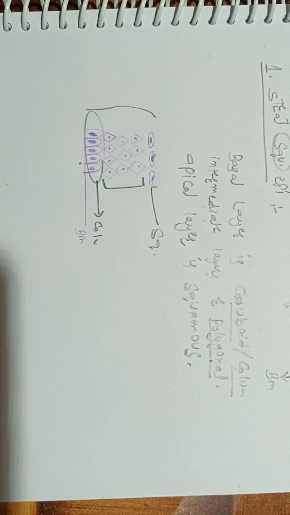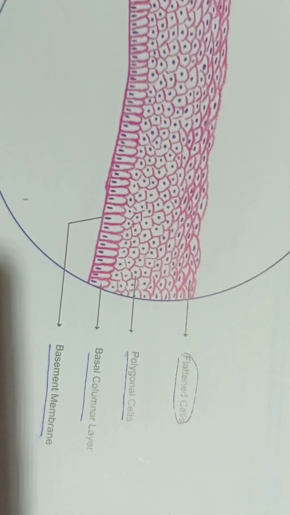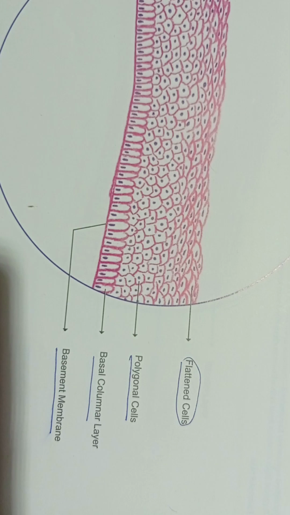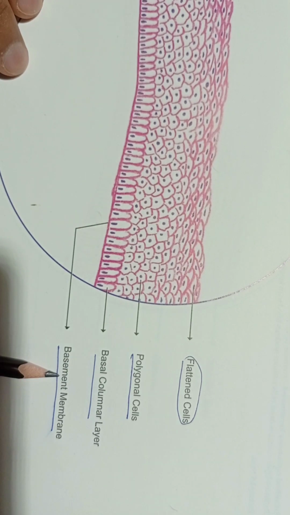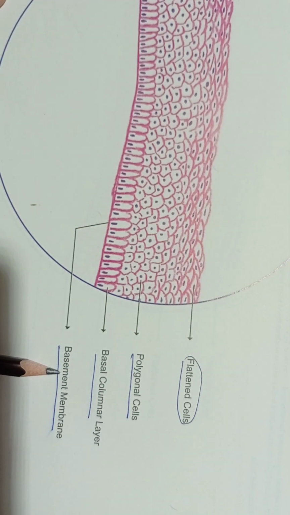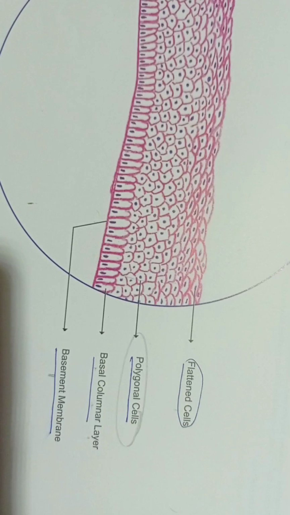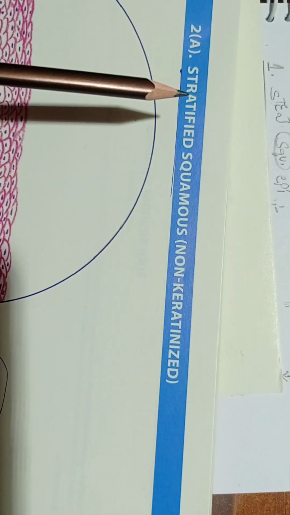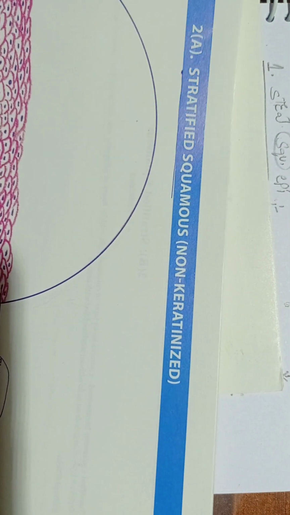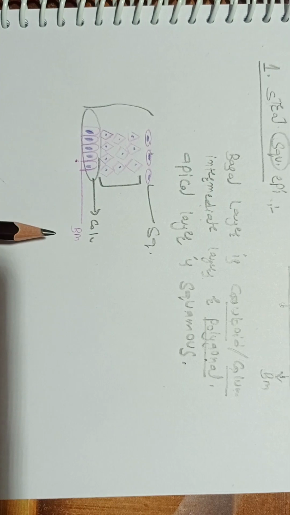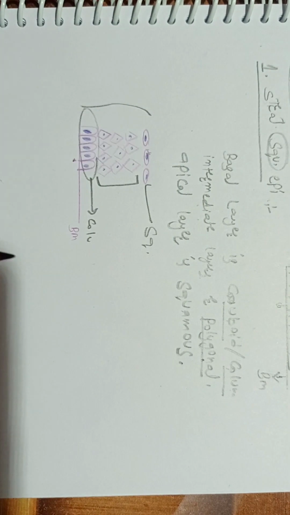We can see its diagram as well. This is the diagram. What is this? This is the basement membrane. Then we have the basal columnar layer, the intermediate polygonal cells, then the apical flattened cells. So this is stratified squamous epithelium.